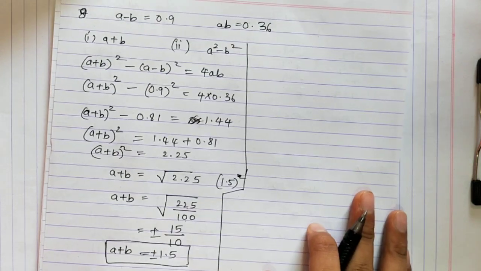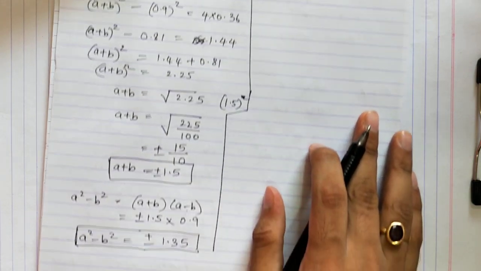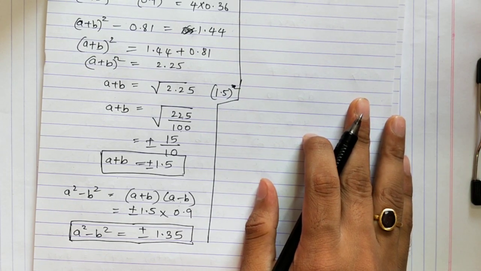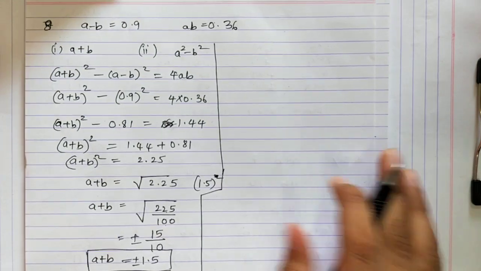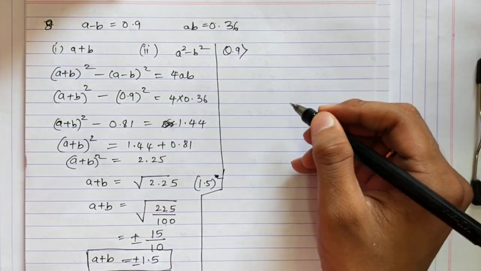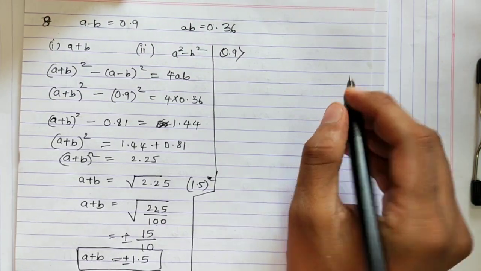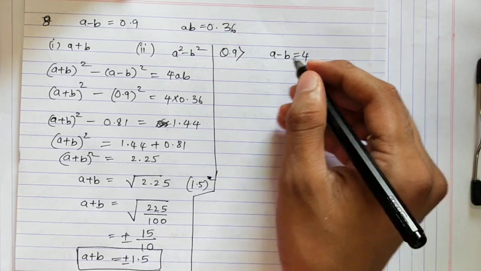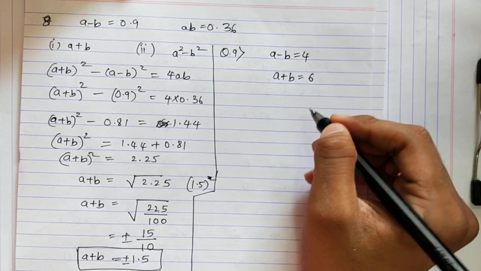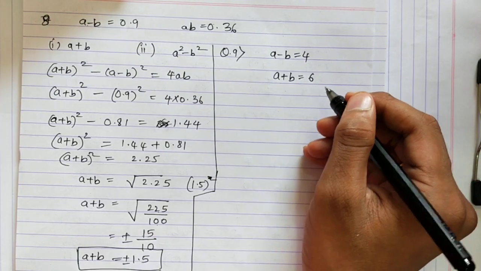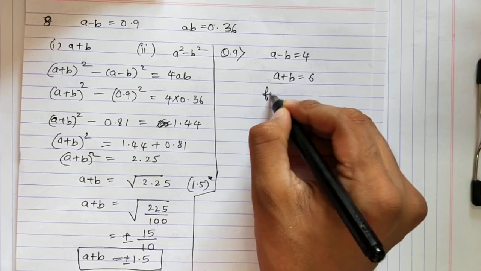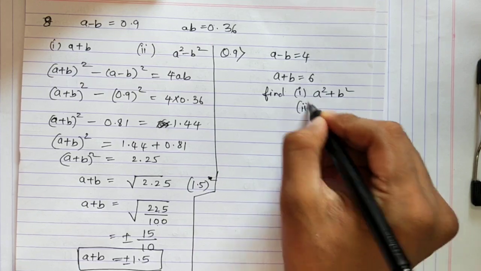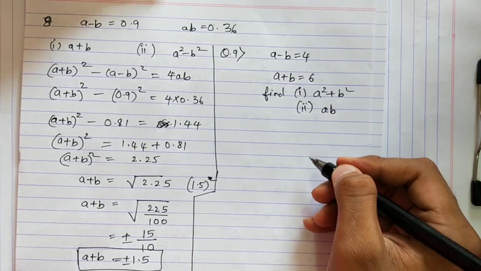Copy this sum. Question number 9. A minus b is 4, a plus b is 6. We have to find two things: a square plus b square and ab.